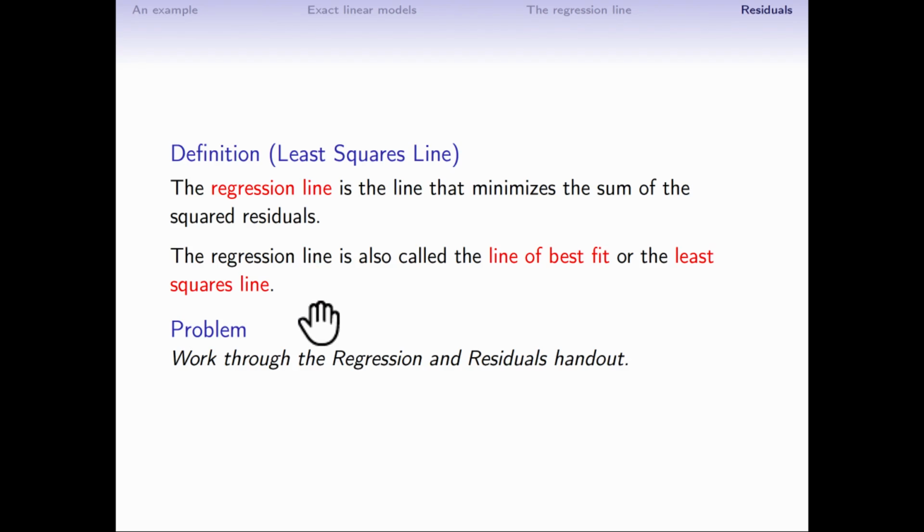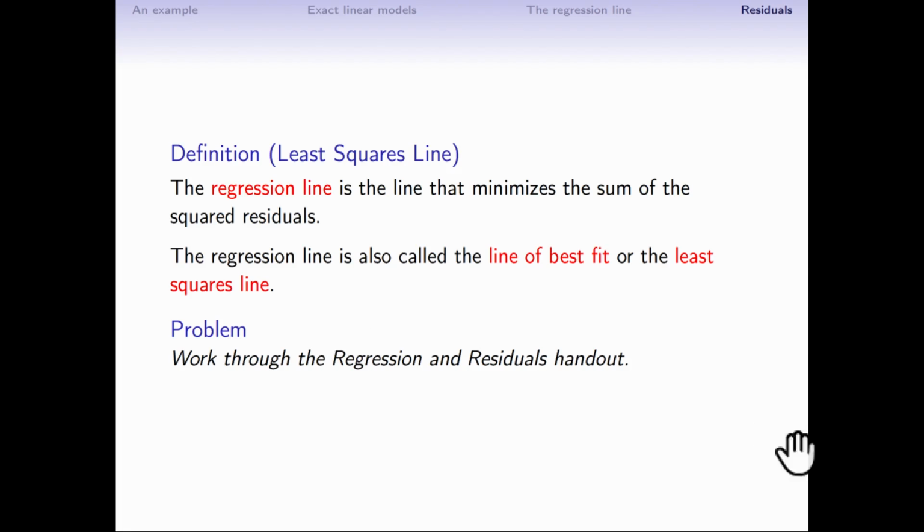Now, the regression line is very important, and it is known by other names, so you should be aware of this. The regression line is also called the line of best fit, or the least squares line. It gets that name from this property of the regression line, that it's minimizing the sum of the squares. So it is the least squares line.